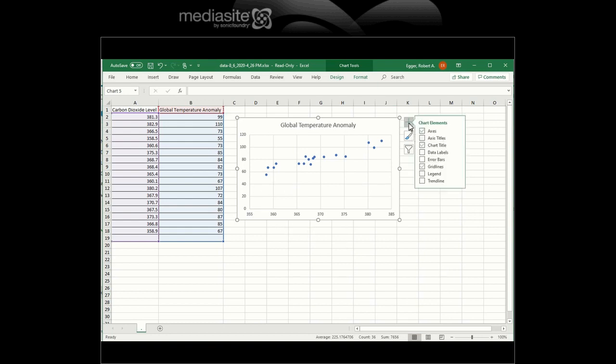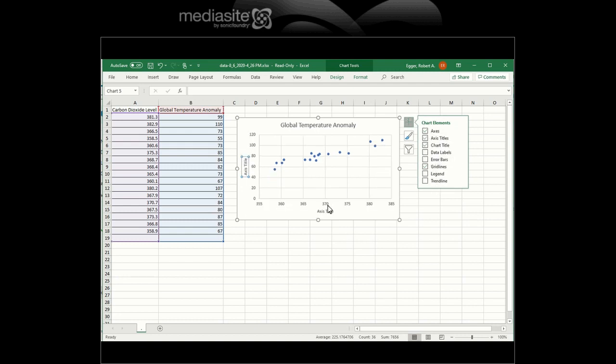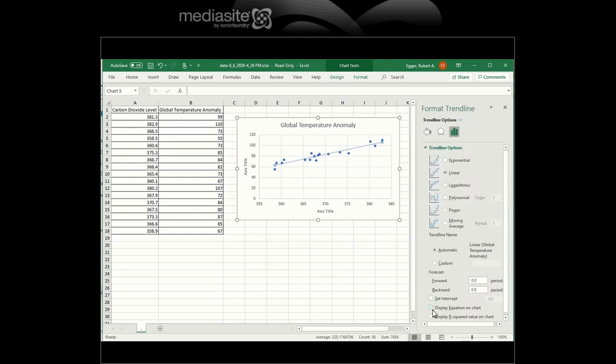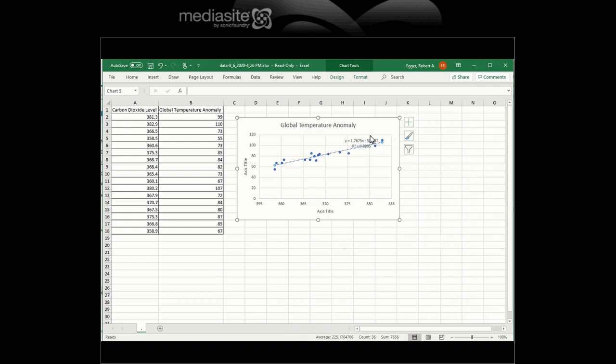Adjust as needed. Do a trend line. Okay, so plus trend line, and that gives us the regression line. Go and do the arrow, more options. I want the equation and my R-squared displayed. That's pretty much all you're going to do. Let's move it.